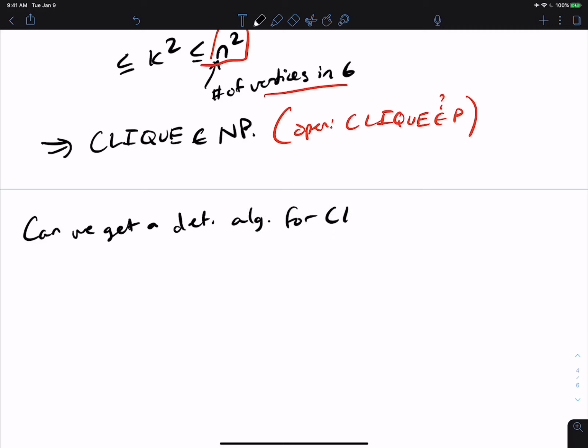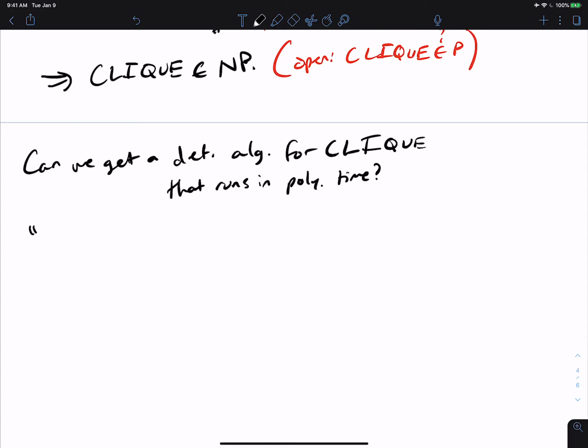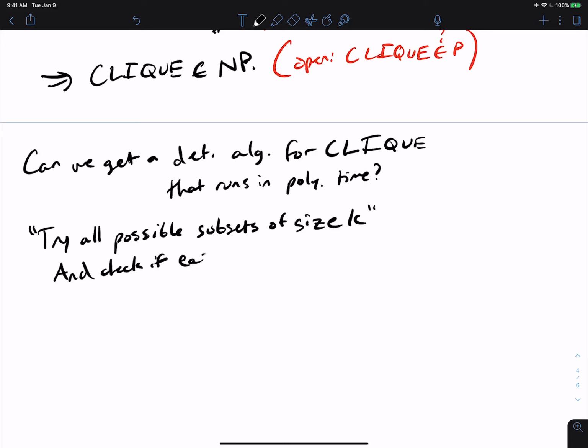Okay, so then what you may be thinking is, can we get a deterministic algorithm for clique that runs in polynomial time? Instead of writing polynomial out over and over, I'm just going to abbreviate it to poly to make it easier. So here's an algorithm. What we can do is try all possible subsets of size k, and check if each is a clique.